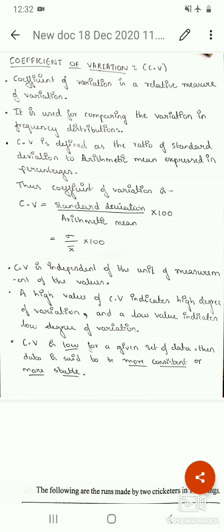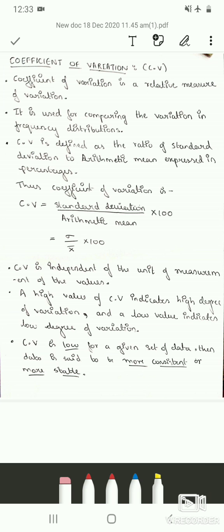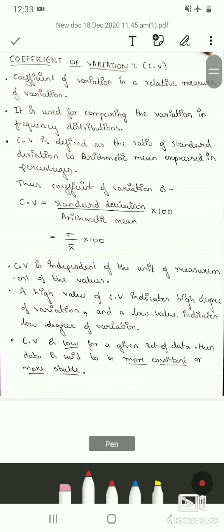So now let us see what is coefficient of variation. Coefficient of variation is a relative measure of variation. It is used for comparing the variation in frequency distributions. So CV is defined as the ratio of standard deviation to arithmetic mean expressed in percentages. So therefore we can write the formula of coefficient of variation as, so they have said it is the ratio of standard deviation to the arithmetic mean expressed in terms of percentages.